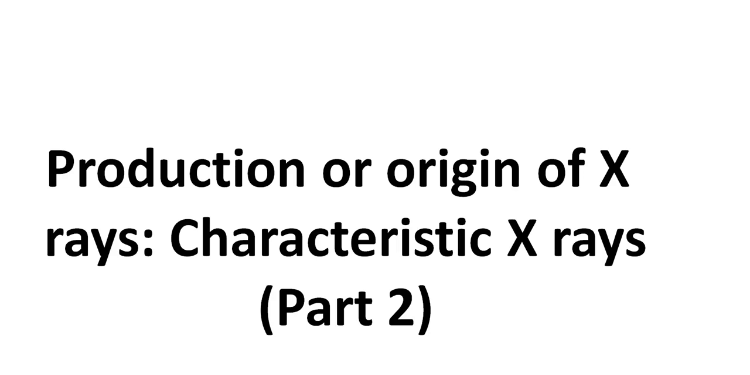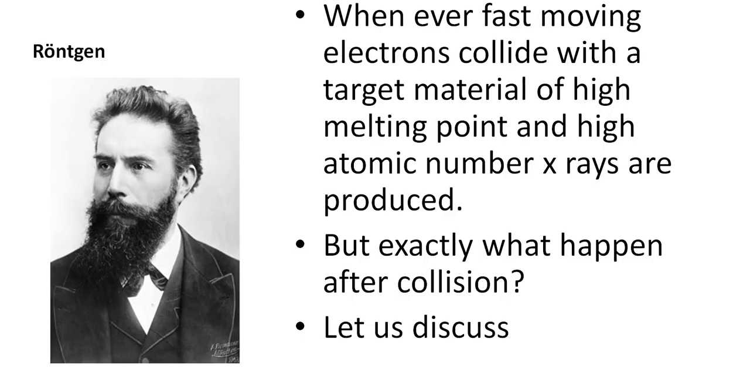Hello friends, today we will discuss the production or origin of X-rays part 2, that is characteristic X-rays. Last time I discussed the continuous X-rays. I told you that whenever fast moving electrons collide with a target material of high melting point and high atomic number, X-rays are produced. But exactly what happens after collision? Let us discuss the second part of it.